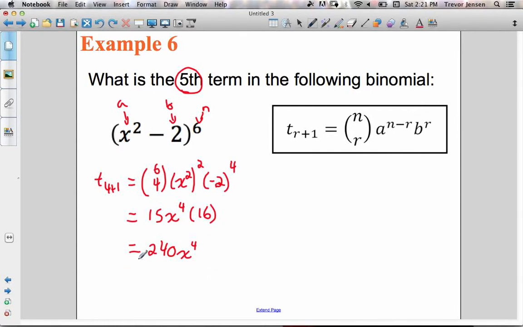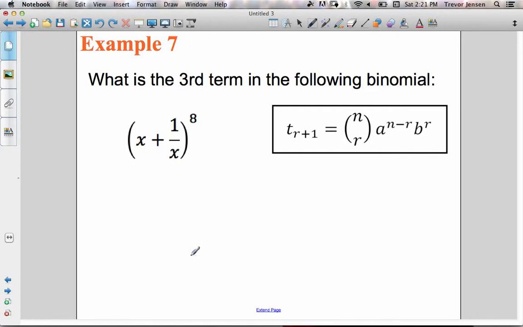How about if I wanted to find the third term in the expansion of this? This is the first time we're going to have a fraction as our b value. And I'll show you how that works. You just have to remember your exponent laws. Okay, what if I wanted the third term in this binomial expansion?